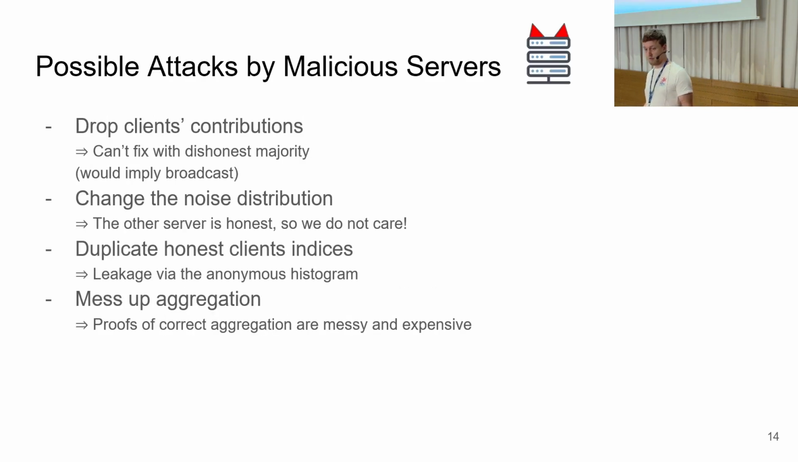Now for the servers, there are four possible attacks. Some I mentioned, right? We can drop clients' contributions, and actually there's nothing we can do because we are aiming for these one-shot clients. So we want the clients to be able to send a message and disappear. And there's no way you can distinguish that from the server dropping the message from the client. You cannot distinguish that. So the client cannot send in a way that ensures it is delivered. That would imply some broadcast protocol.